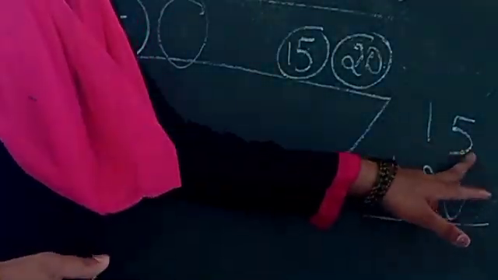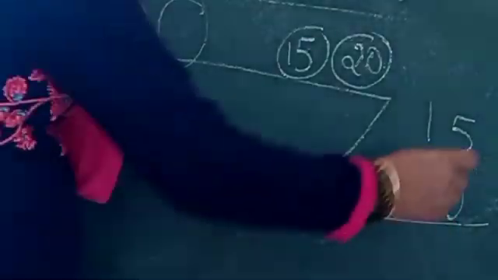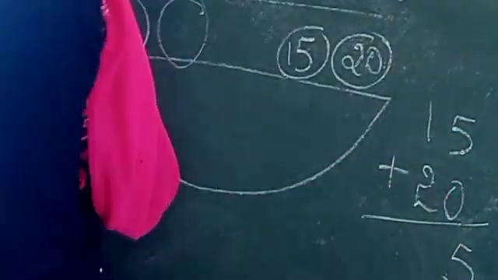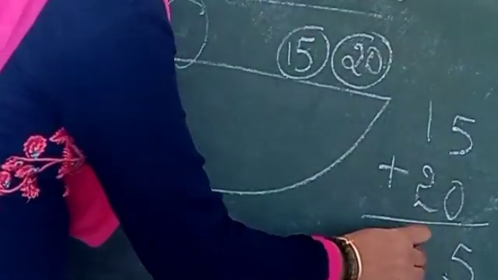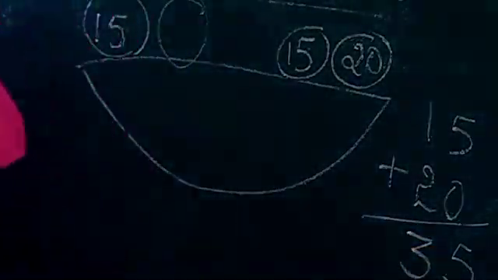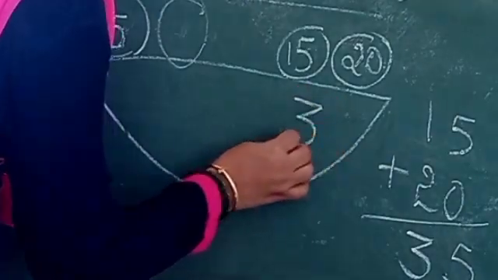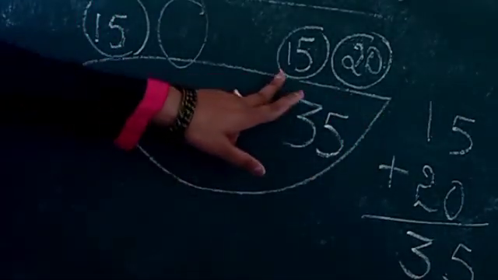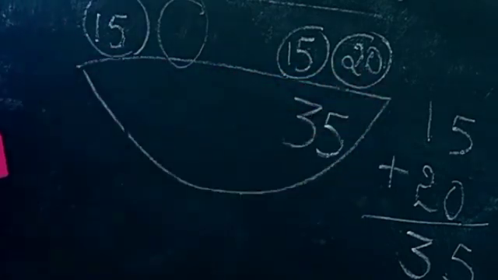That is 15 plus 20. 5 plus 0 is 5. 1 plus 2 is how much? 1 plus 2 is 3. We got 35 on this side. Okay. We got 35 by adding these 2 numbers.